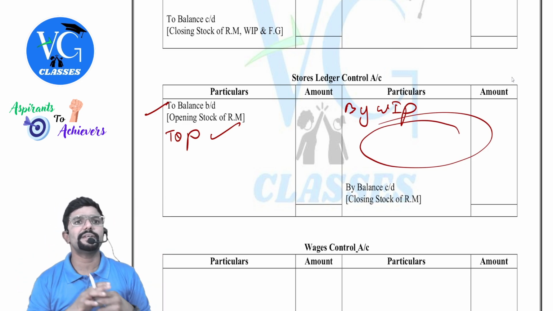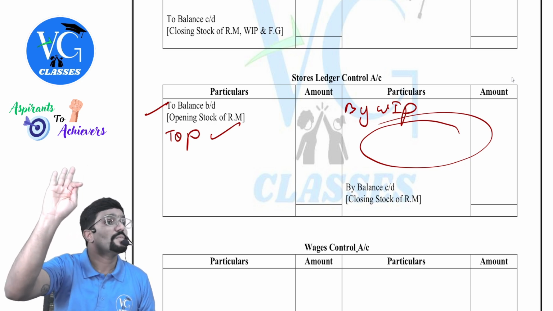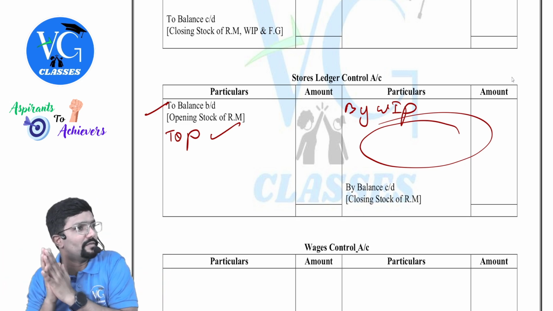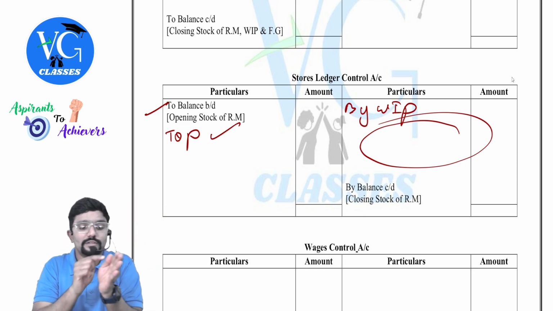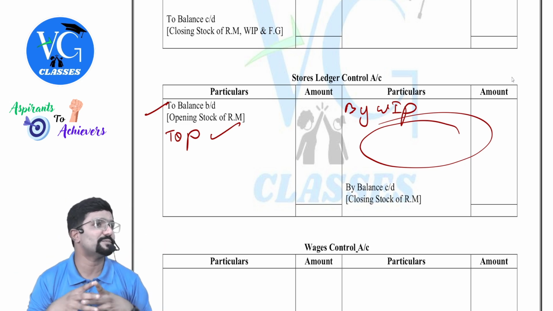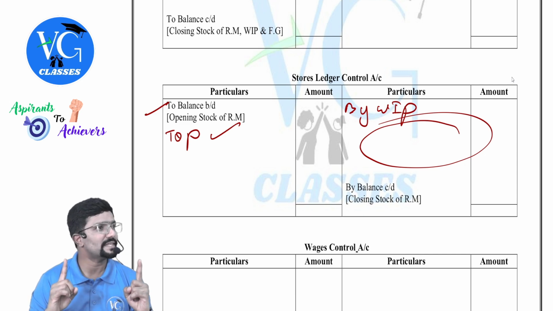Sometimes they may tell only indirect material 3,000. Please send it to production overhead. If they have simply told indirect material, send it to production overhead. If they have told clearly 2,000 to production, 3,000 to administration, 5,000 to selling and distribution, send it to the respective accounts. Hope you guys got it.